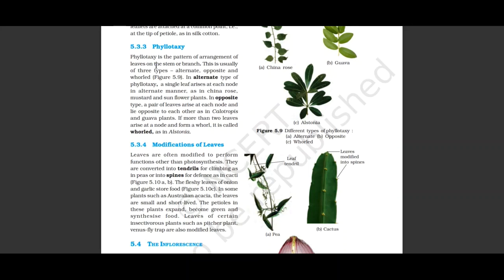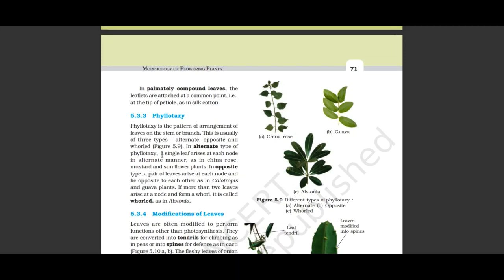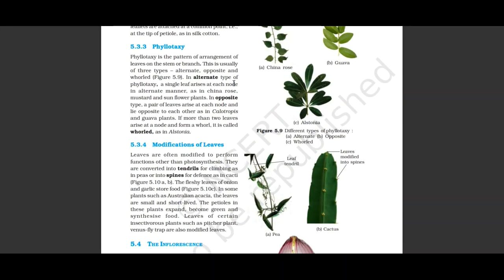Let us see the phyllotaxy. Phyllotaxy is the pattern of arrangement of leaves on the stem or branch. This is usually of three types: alternate, opposite, and whorl. In alternate type of phyllotaxy, a single leaf arises at each node in alternate manner, as in China rose, mustard, sunflower plants. In opposite type, a pair of leaves arise at each node and lie opposite to each other, as in calotropis and guava plants.